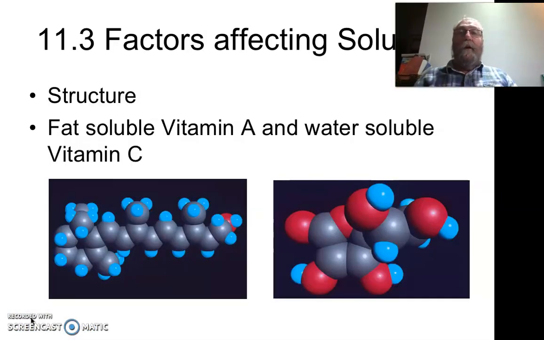Now, factors that affect solubility are the structures. So, for example, fat-soluble vitamin A and water-soluble vitamin C. This is an important idea, because you can end up taking too much vitamin A, and it can store in the fat molecules of your body and build up there.